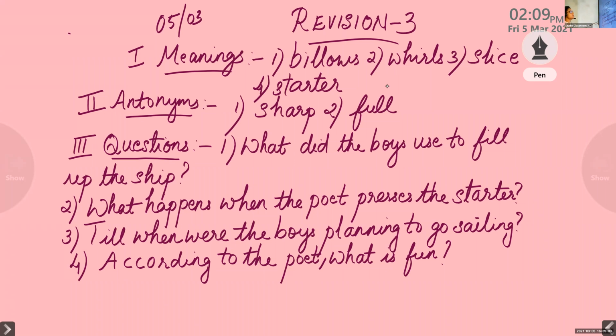Antonyms of 2 words, sharp and full. What did the boys use to fill up the ship? First question. What did the boys use to fill up the ship? I'm reminding you again, please write the answers in a complete sentence. Begin the sentence with a capital letter, put a full stop at the end of the sentence.